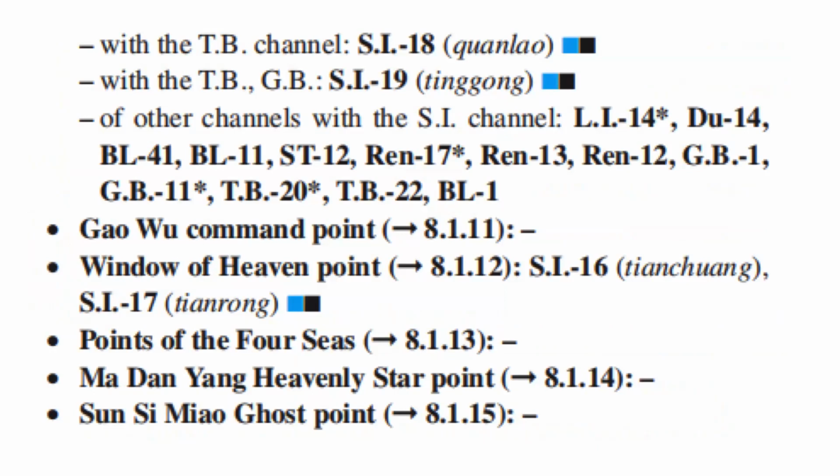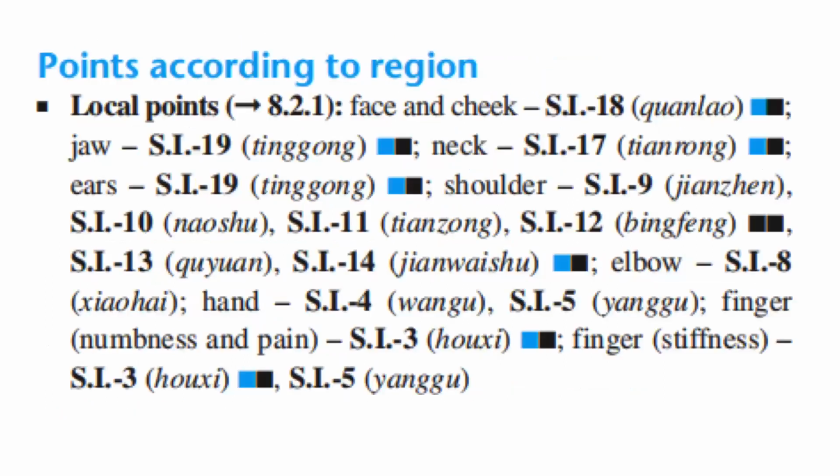Tian You command point or the window of heaven point, SI16 and SI17. Points of the four seas. Ma Danyang heavenly star point or the Sun Si Miao ghost point is the local.